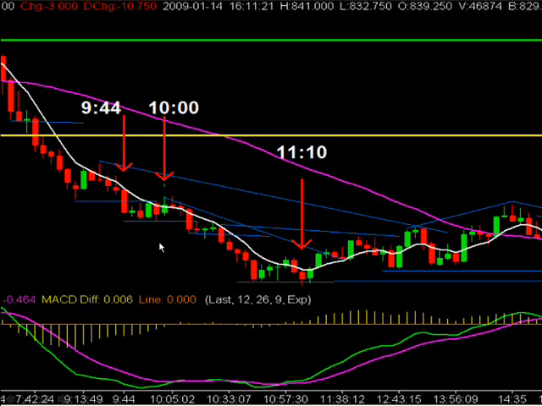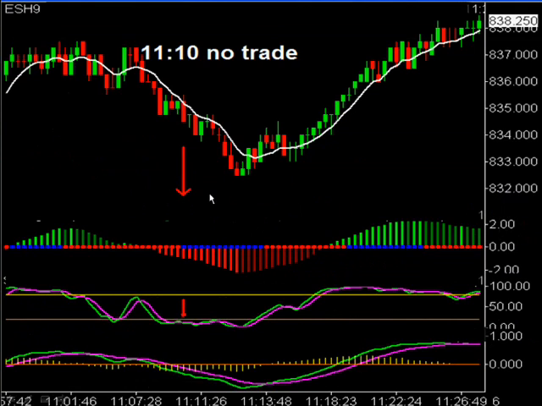That's how I played it, and of course you could have played it differently, but that's not the setup. This is a trade at 11:10 that again was no trade. We had a scalp trade setting up, as you can see, our blue dots. But here's our indicator here. It is already well into the oversold area and going sideways.